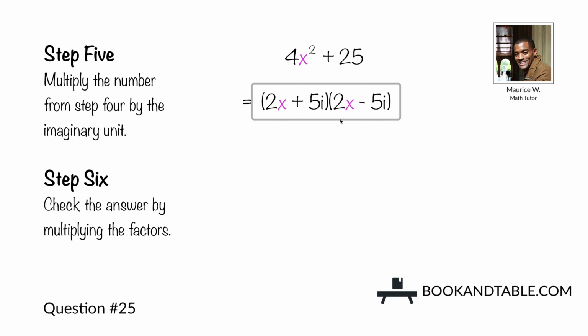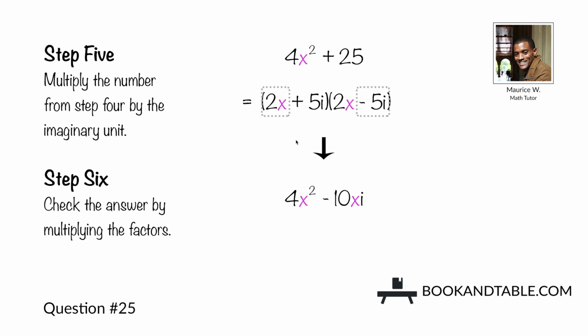In step 6, we can check the answer by multiplying the factors. The resulting polynomial must match the original polynomial, 4x squared plus 25. When we multiply the factors, we get 2x times 2x, which is 4x squared. We get 2x times negative 5i, which is negative 10xi. We get 5i times 2x, which is positive 10xi, which negates negative 10xi.